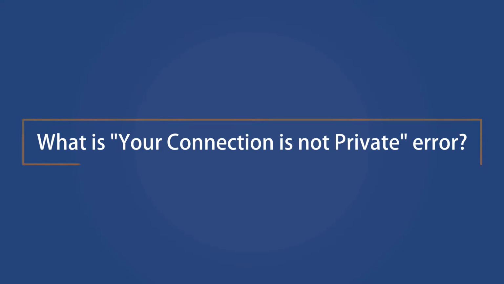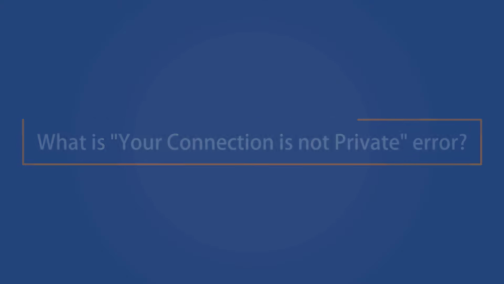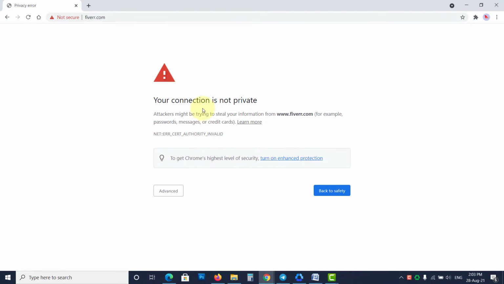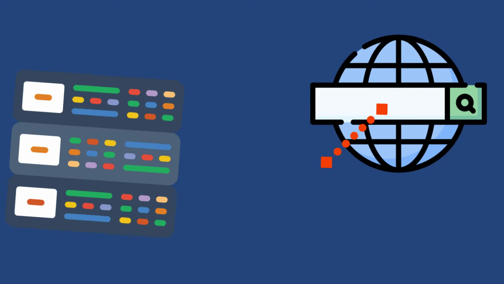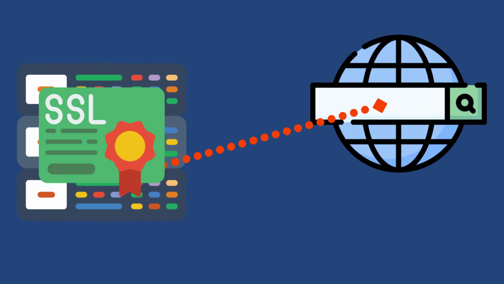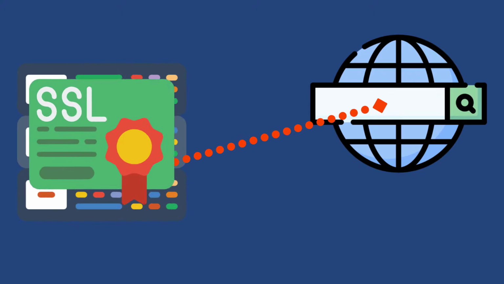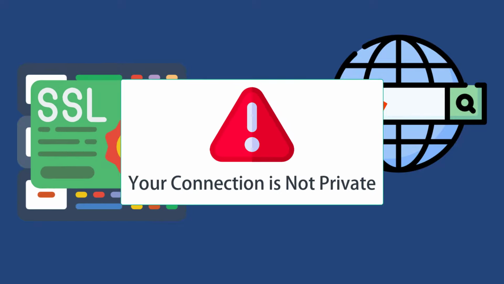What is your connection is not private error? The browser displays your connection is not private error when it couldn't verify that the website you are visiting is safe or not. The browser uses this message to warn you that the website you are trying to visit is unsafe and your confidential data may get stolen. When you try to visit a website, your browser checks the website's certificate to make sure that your connection is encrypted and private. If the certificate isn't up to the standard, the browser prevents you from accessing the site.